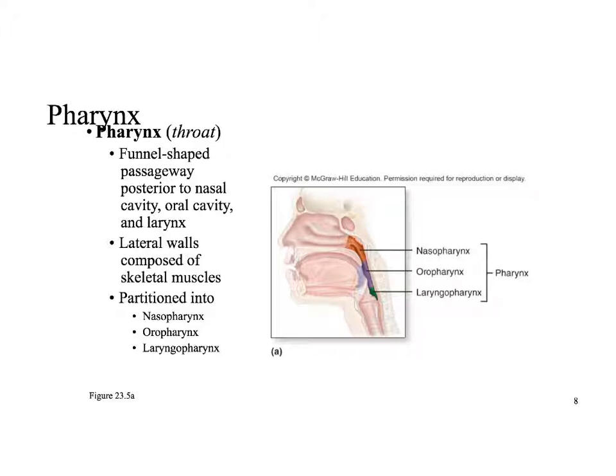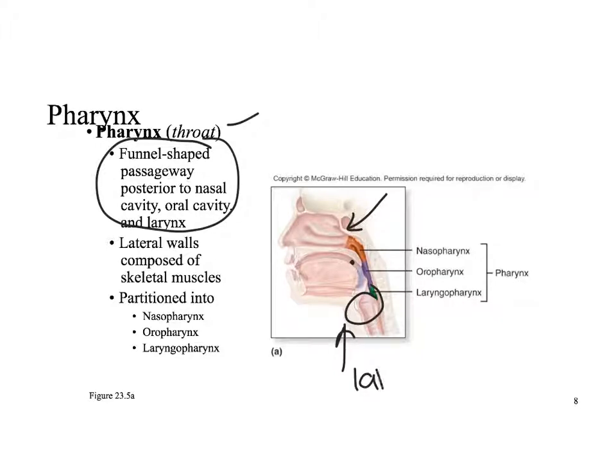Now the pharynx is basically your throat. They describe it as a funnel-shaped passageway. It's posterior to the nasal cavity, and it's behind the oral cavity, and it's kind of behind the larynx. Now if you don't know what the larynx is, your larynx is your voice box.